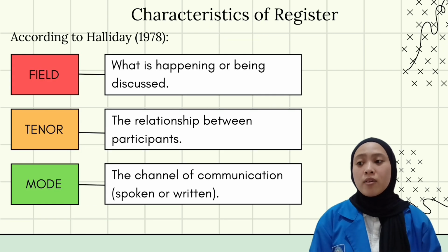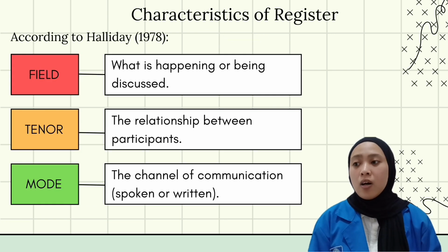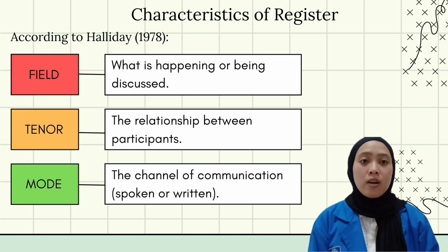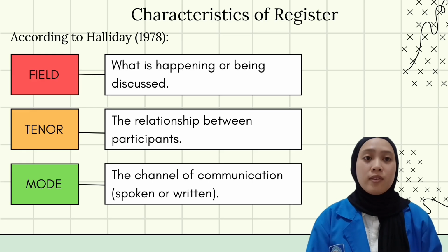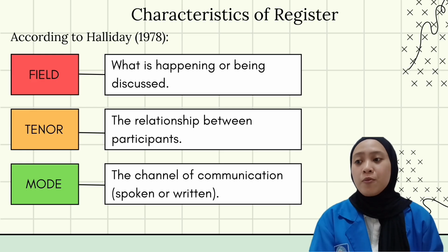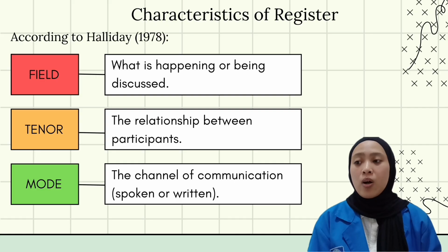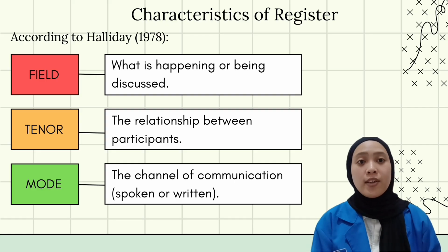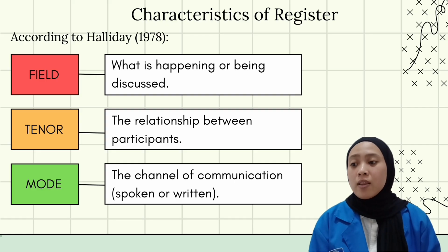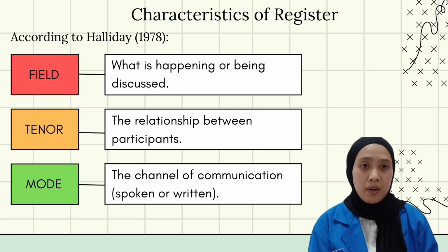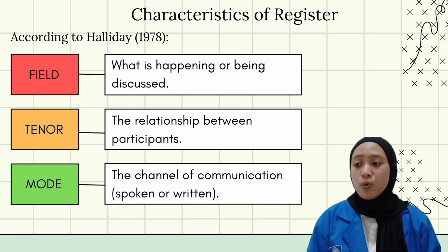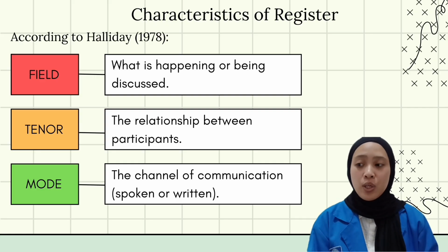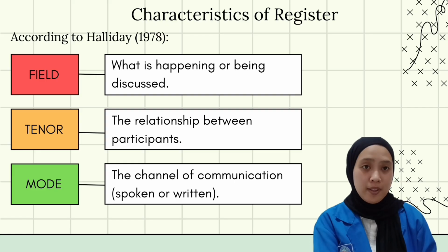These are the characteristics of register. According to Halliday, there are 3 characteristics. Number 1 is field, what is happening or being discussed. And the second one is tenor, the relationship between participants. And the last is mode, the channel of communication, spoken or written.